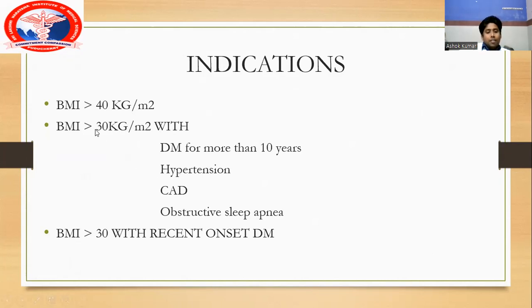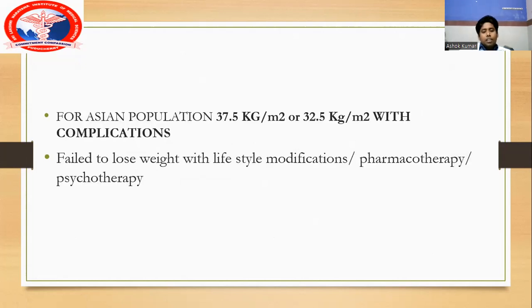The body mass index is 35 kilogram per meter square, along with certain comorbidities like diabetes mellitus for more than 10 years, associated with hypertension, coronary artery disease, obstructive sleep apnea, like this is called metabolic syndrome. So when these comorbidities are associated with a BMI of over 35 kilogram per meter square, it's also an indication for surgery. So when the BMI is more than 30 with the recent onset of diabetes mellitus, that is also an indication for bariatric surgery.